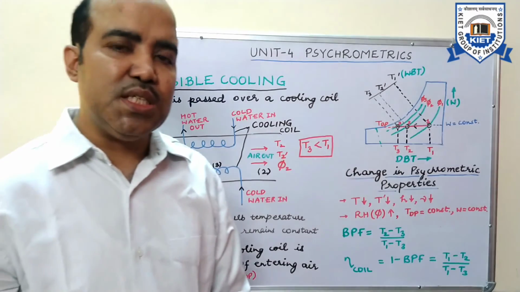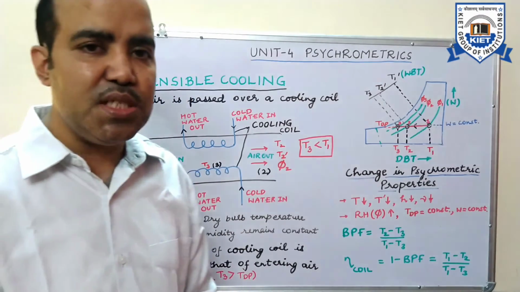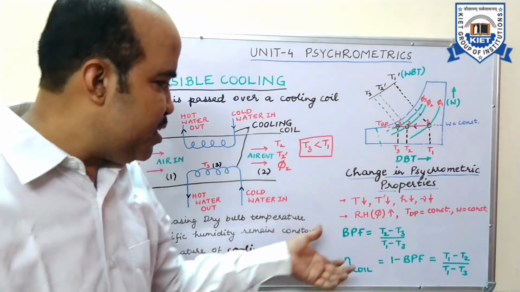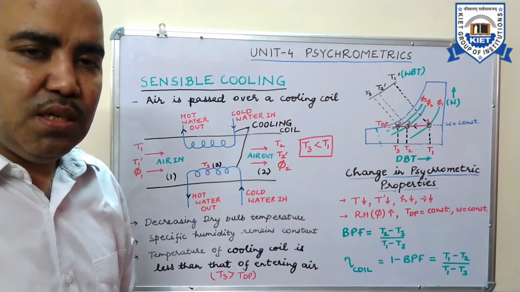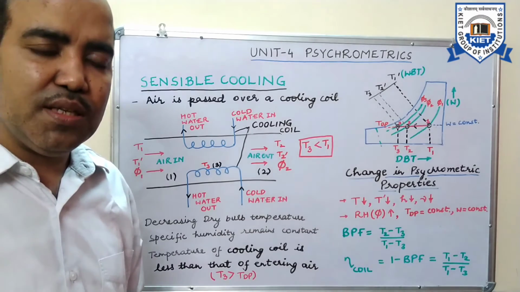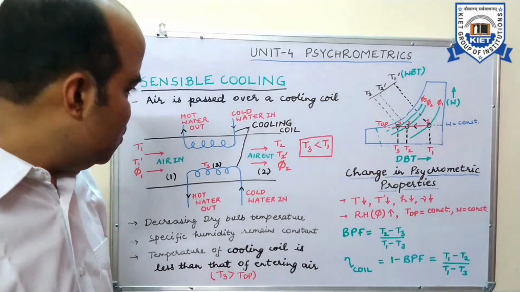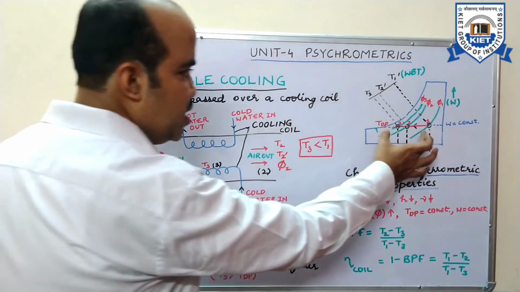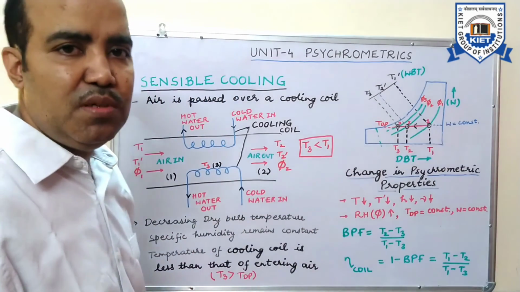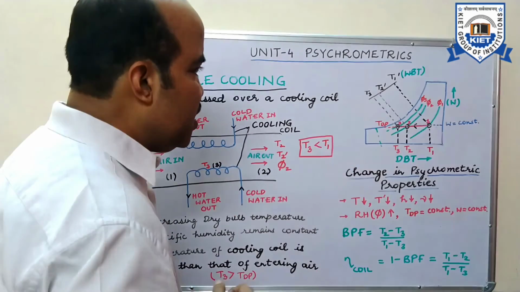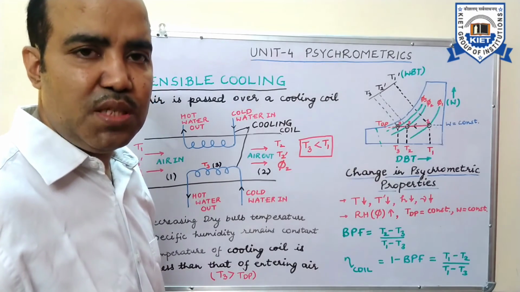Now two important parameters are there for the coil. The first one is the bypass factor, and the second one is the efficiency of the coil. The bypass factor, as you know, is the ratio of the potential that is unutilized divided by the potential that is available in a maximum amount. The potential that is available, as you can see over here, is T1 minus T3. This is the maximum potential available.